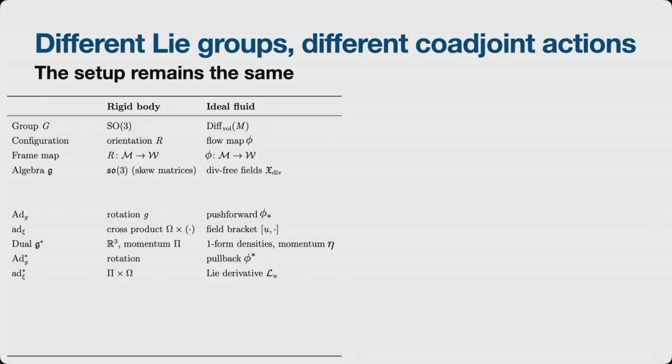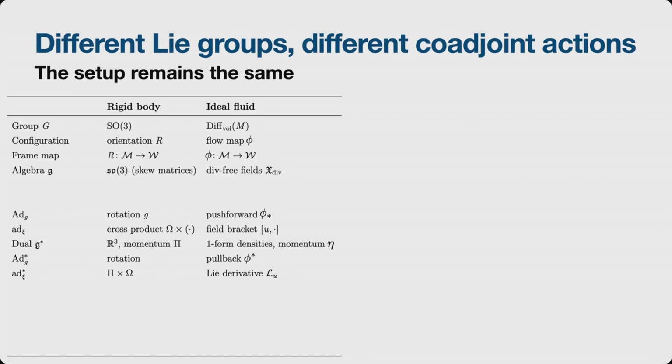And then you can look through your actions. So we have the big AD, which is the adjoint action. That was a rotation in the Lie groups. It's a push forward on the fluids. The small one is a cross product for rigid bodies. Now it's just a Lie bracket of vector fields on the fluid. The dual elements, it's just the momentum, angular momentum. Here it's a covector or a momentum. AD star, the one that we really care about, the coadjoint action, is a rotation here. For fluids, it's a pullback. And AD small star is a cross product for rigid bodies, and it's a Lie derivative for fluids.